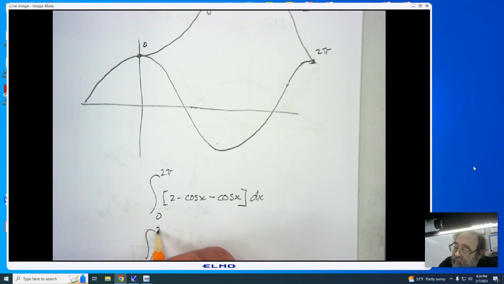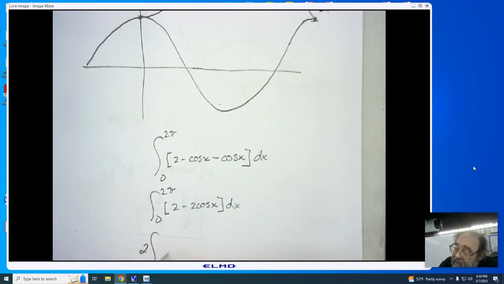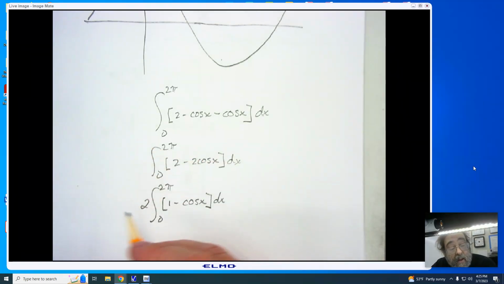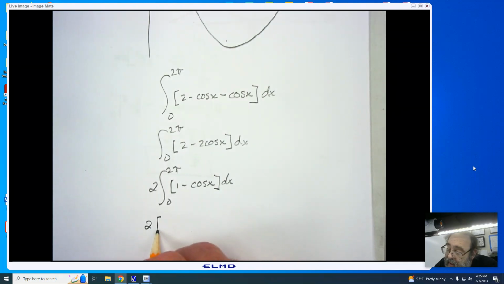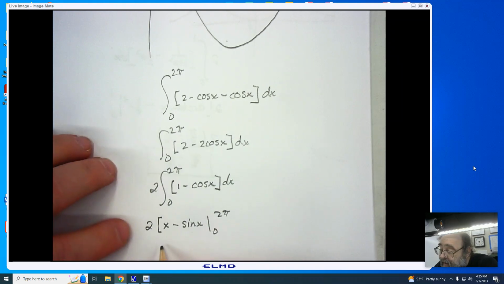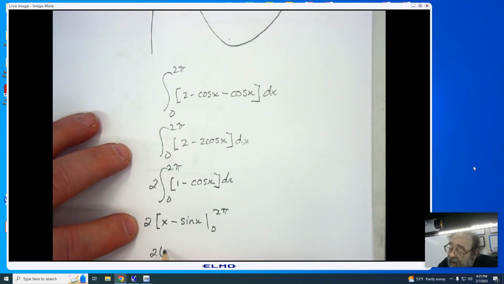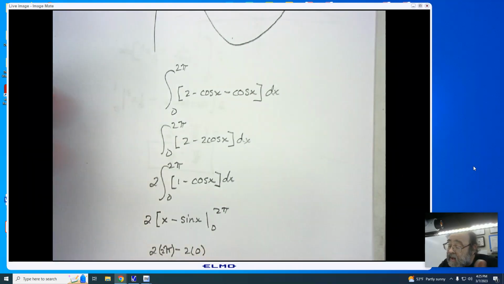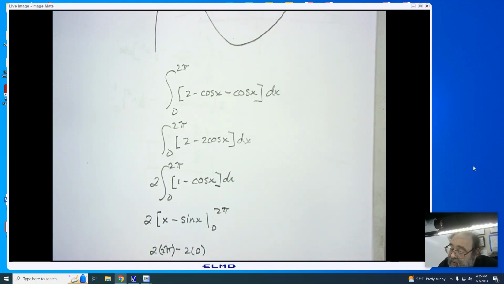going to simplify to the integral from 0 to 2 pi of 2 minus 2 cosine x, and I'm going to factor out the 2, giving me 2 times the integral from 0 to 2 pi of 1 minus cosine x dx. This can be integrated quite easily, so I'm just working with 2 times the integration gives me x minus sine x from 0 to 2 pi. And you'll notice that I end up having just 2 times 2 pi, and I'm subtracting 2 times 0, and it repeats itself. So my answer is 4 pi.